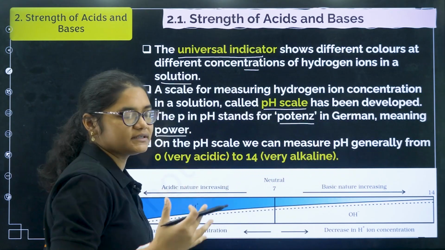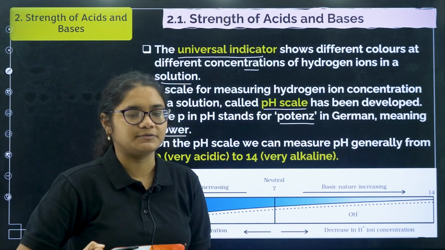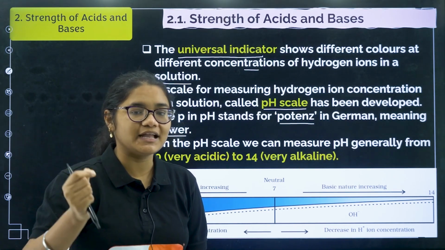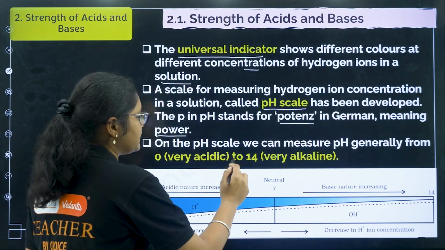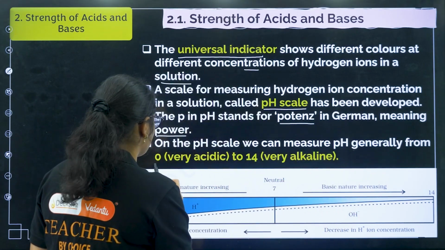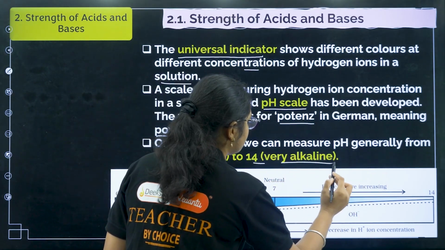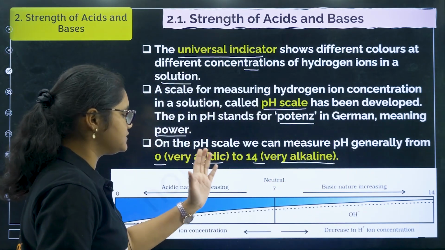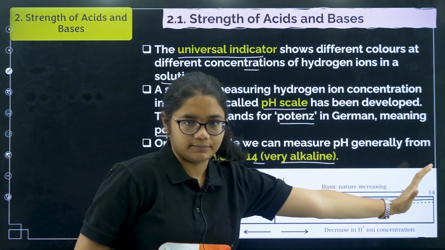Okay, so what is the concentration of H plus, or what is the power of H plus? That is given by the pH scale. Now on the pH scale we can measure pH generally from 0, very acidic, to 14, very alkaline. So the pH range starts from 0 to 14.